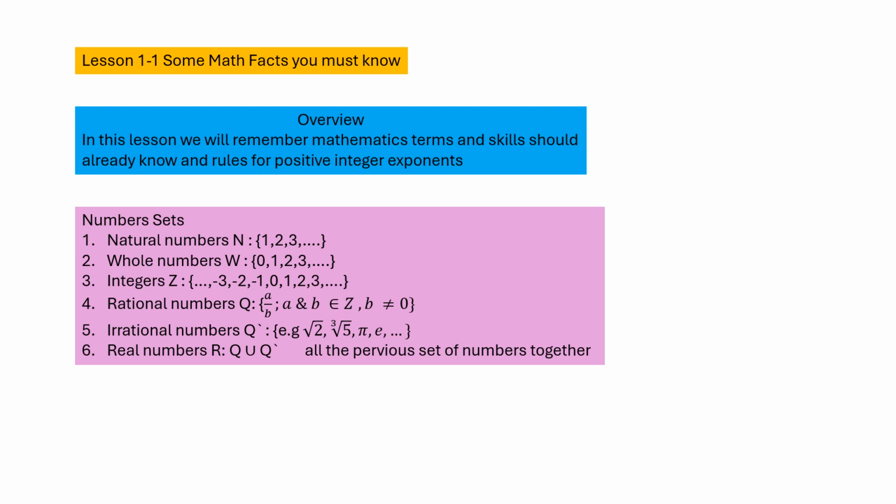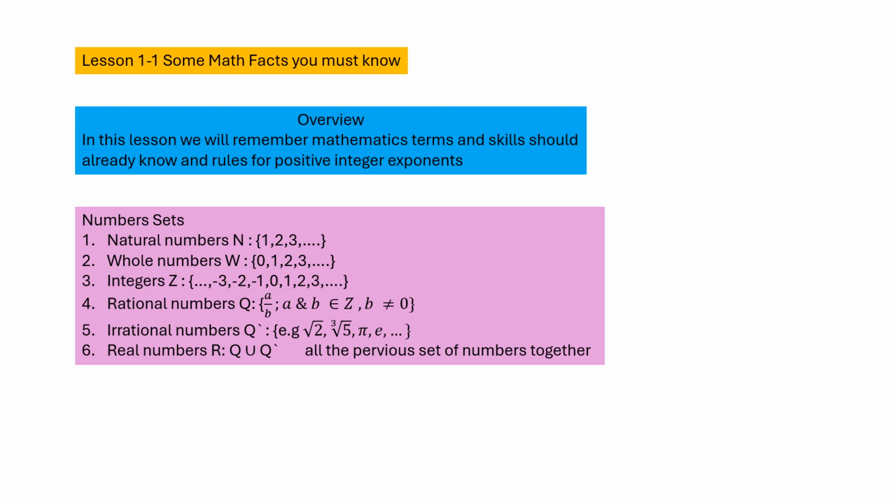First, we start by remembering number sets, which you studied from grade 7. The first set of numbers you have studied is called natural numbers and symbolized by capital N, just like counting numbers 1, 2, 3, 4, and so on. And if we add 0 to this set of numbers, we will get a new set called whole numbers, capital W: 0, 1, 2, 3, and so on.